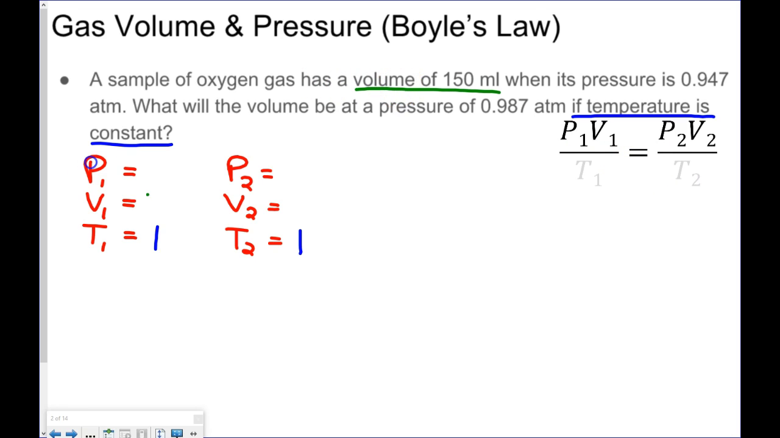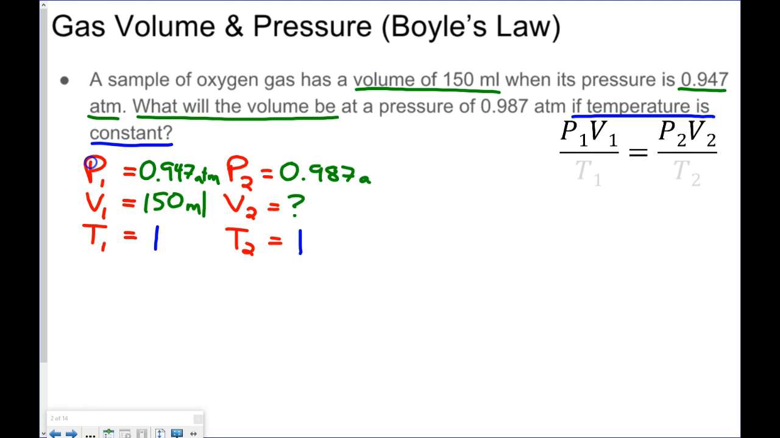I start with 150 mLs for volume. My initial pressure is going to be 0.947 atmospheres. And the question is, what is the volume going to be? So my second pressure, what I'm going to be going to is 0.987 atmospheres. So I'm going to use the combined gas law, P1 V1 over T1 equals P2 V2 over T2. Now I'm just going to be filling those in with my numbers.